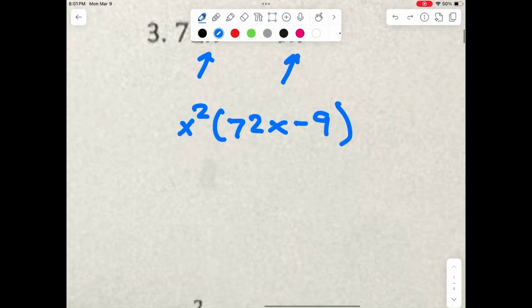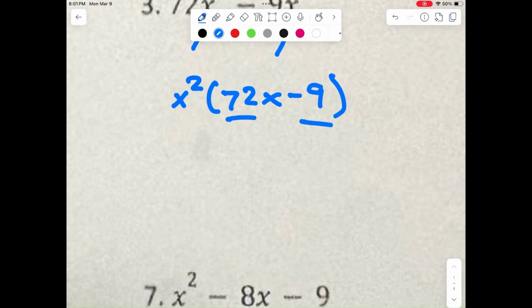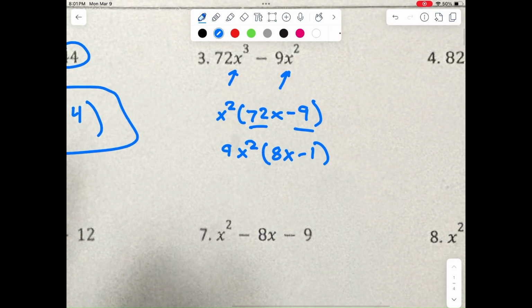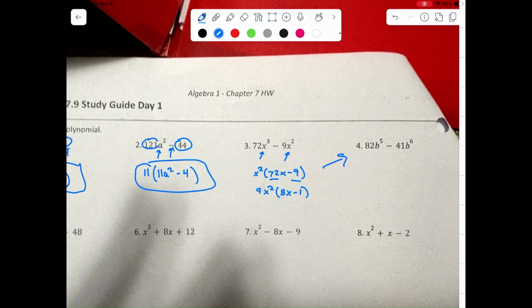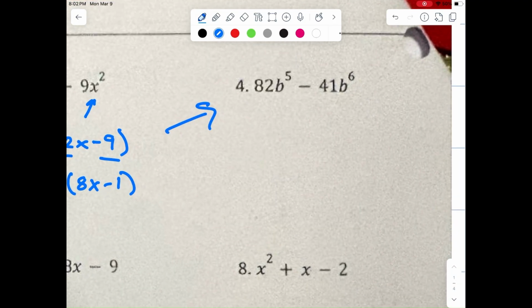So now we turn towards the GCF and we look at the numbers. In this case, it's just 9, so it'd be 9x squared times 8x minus 1. So hopefully that makes sense. Again, very important. It'd be the same thing for this one. I think I would try that one then. Maybe you do it on your own. You can pause the video, you can do whatever you want, but the final answer should be 41b to the fifth times 2b. So do what you will with that.